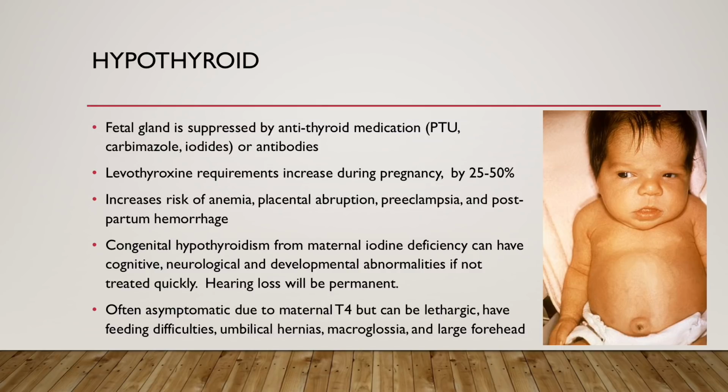The infant or newborn with hypothyroidism may be asymptomatic at birth due to the crossover of maternal T4 through the placenta, but they can appear lethargic, have feeding difficulties, present with umbilical hernias, macroglossia, which is a large tongue, and also have a large forehead. So the image on the right is an example of a newborn with congenital hypothyroidism.